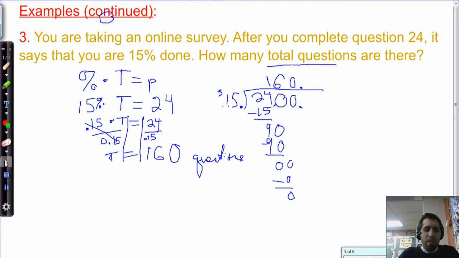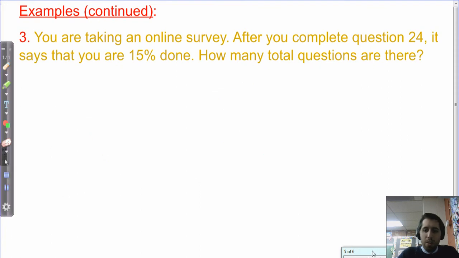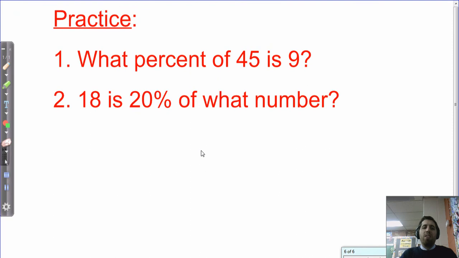Okay, that's the last one I'm going to show you guys, but I'm going to leave you with some to do on your own as always, so check them out. The first one is what percent of 45 is 9? You have to figure out what is the percentage, what is the total, what is the part, and plug them into that equation. Number 2 is 18 is 20% of what number? So imagine, is 18 the part or the total? Best of luck.